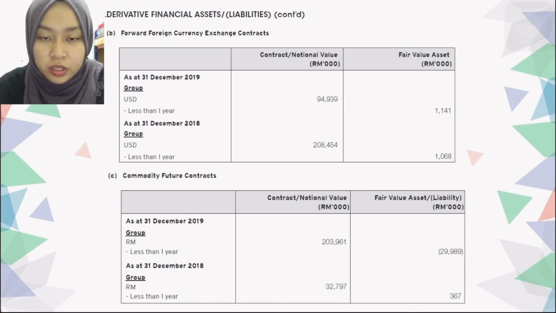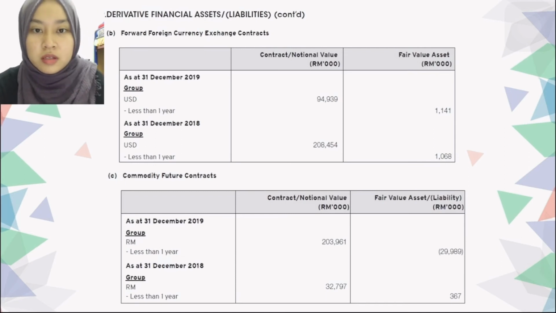So for the commodity future contract, as at 31st December 2019, for less than 1 year the contract value is 203,961, and for the fair value asset and liability 29,969. As at 31st December 2018, the group's less than 1 year is 32,797, and the fair value asset or liability amounted to 367.